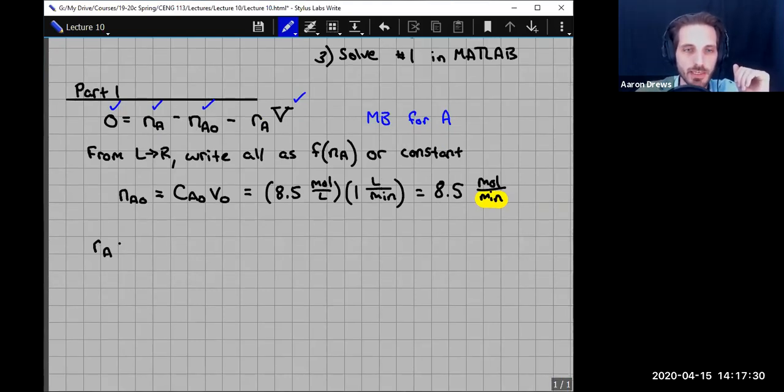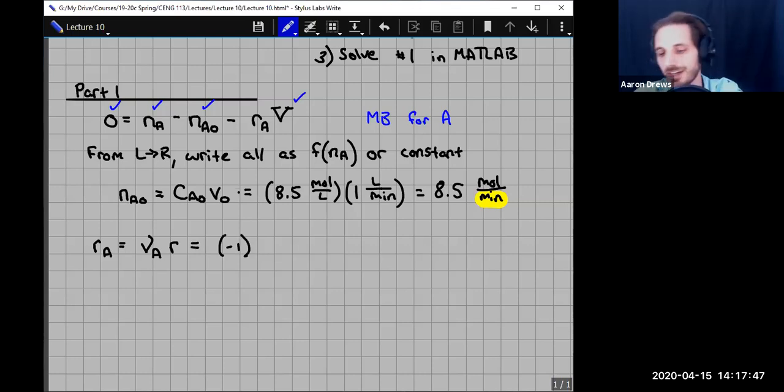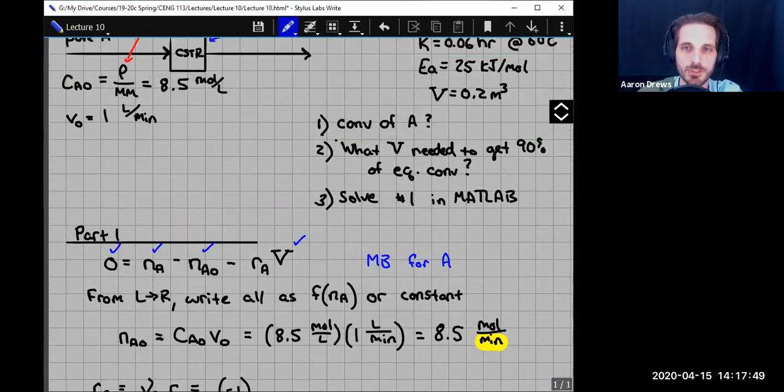The rate of A, if you think back to the general definitions that we had in the discussion of rate laws that we went over previously, the ones that John brought up, it's the stoichiometric coefficient of A times the rate of reaction. So the stoichiometric coefficient of A is -1. How do I know it's -1? Because I wrote the reaction that way, right?